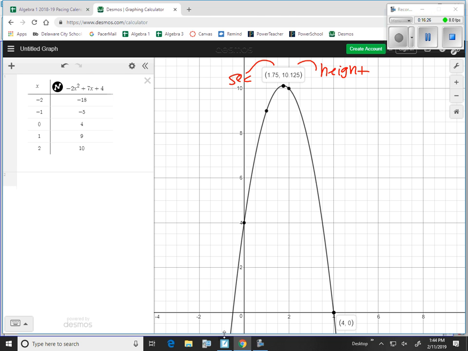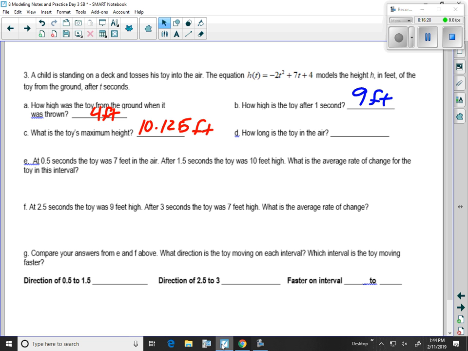It's gonna take longer than that. Wait, is it gonna land on the ground or back on the deck? Or in the water? Probably gonna land in the water. I would assume he's standing on a deck. Maybe he's not standing on the edge of the deck. If you stand on the edge of the deck, it would go in the water.